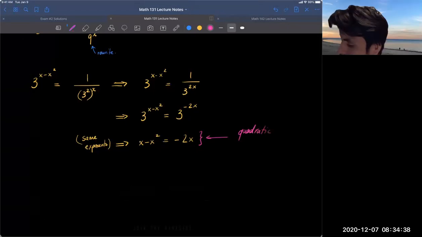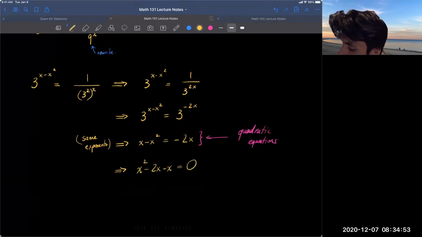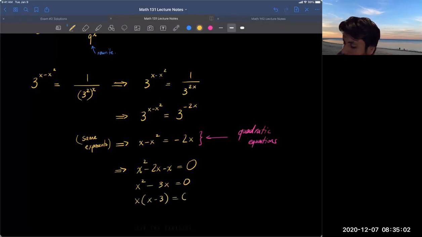Right, so quadratic equations, I want to solve it. If I put everything on one side, I can rewrite this as x squared minus 2x minus x equals 0. So this is going to be x squared minus 3x equals 0. You can factor this: x times x minus 3 equals 0. So then you get x equals 3 and x equals 0 as two solutions.